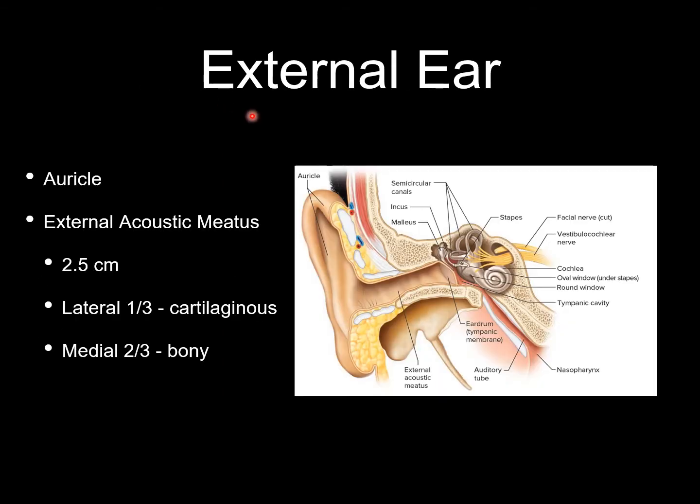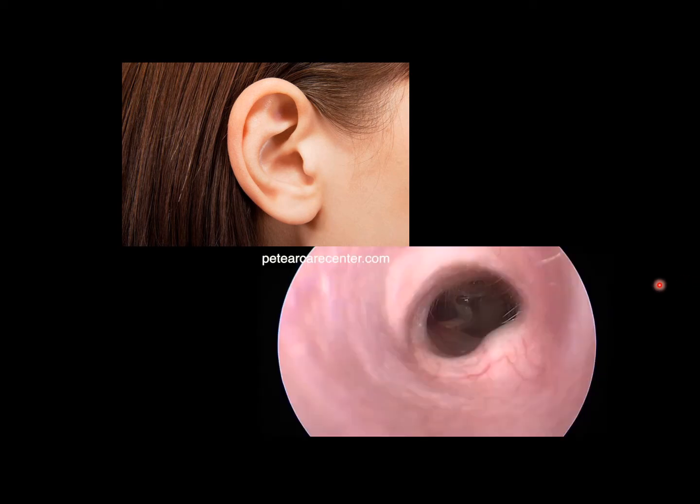The external ear. Again, the external ear is made up of auricle and external acoustic meatus. It is 2.5 centimeters in length. Lateral 1/3 is cartilaginous and medial 2/3 is bony. This is the pinna or the auricle and the external auditory canal with the tympanic membrane. We now proceed to the diseases of the external ear.